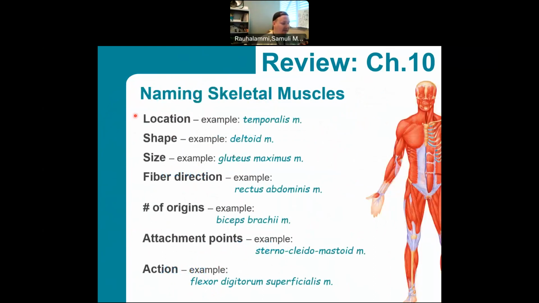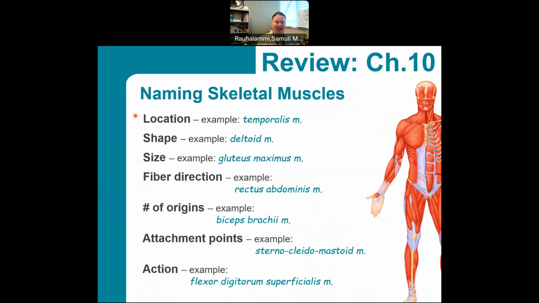So when we're naming skeletal muscles, and I have some examples there in that teal, bluish color, you'll end up seeing that a lot of those names have a Latin-based background. A lot of those words come from Greek or Latin languages.